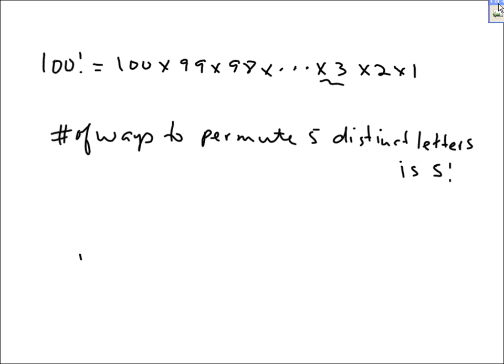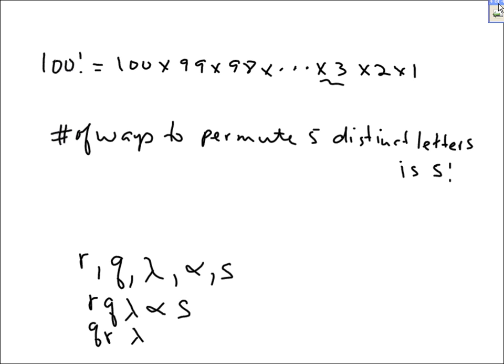If you have 5 different letters, R, Q, the Greek letter lambda, the Greek letter alpha, and S. You know, R, Q, lambda, alpha, S, that would be 1 permutation. And you know, Q, R, lambda, alpha, S would be our second ordering of these 5 letters.